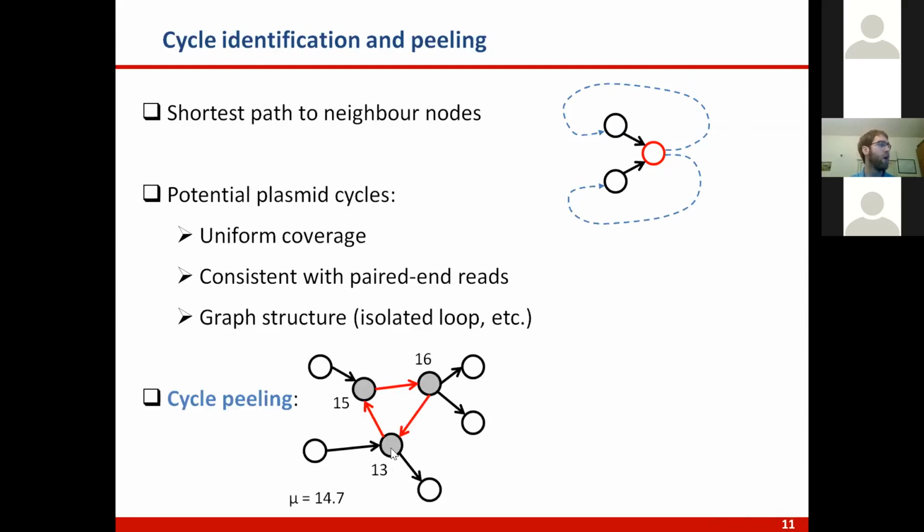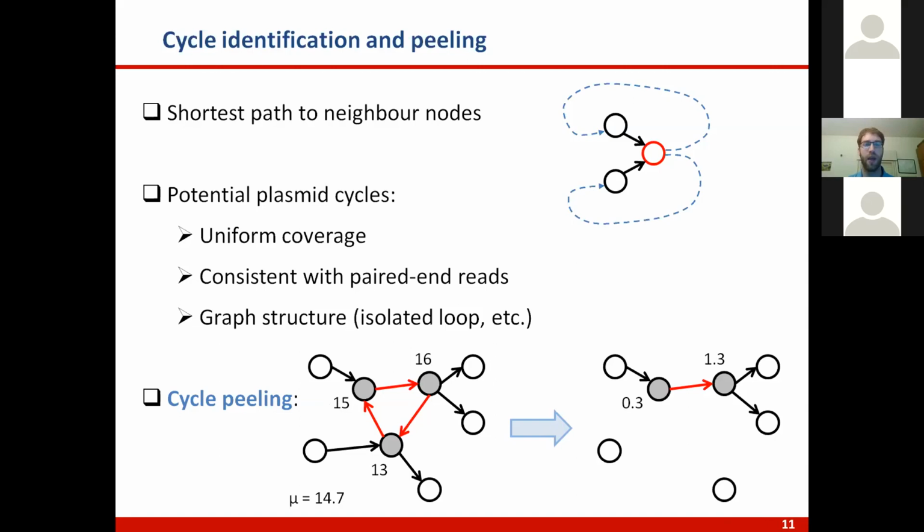And so, for example, the red edges here define a cycle which we've identified as a plasmid. The numbers are the coverage of the nodes in the graph. And what we do is we compute the mean coverage along the path. So that's shown here. And we remove the path as a potential cycle and remove the mean coverage of the cycle from each node in the cycle. And in the case where that then lowers the coverage to 0 or less, that node is then removed from the graph, which disconnects part of the component of the graph.